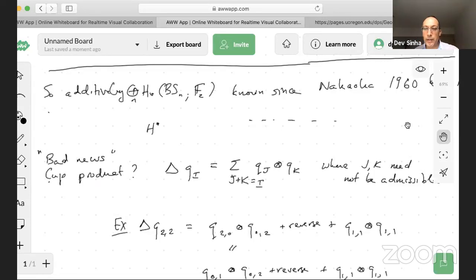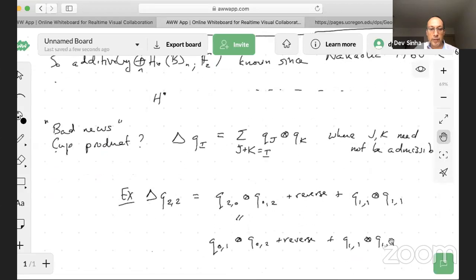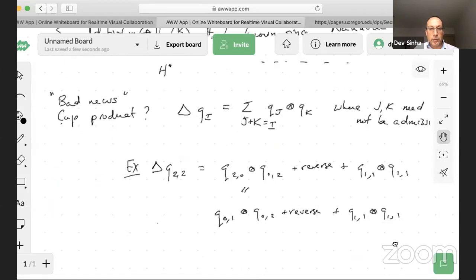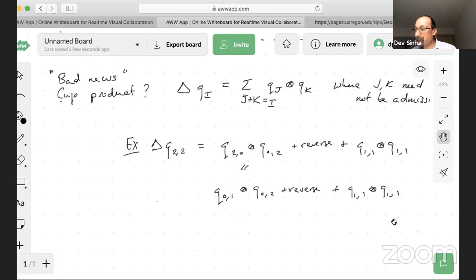So to figure out any cup products on the dual, you would constantly be applying Adem relations, and you're also working with coproducts, which are not so easy. So that's why people took a different approach using invariant theory, and I'm going to use that much more heavily in the next lecture to understand cohomology. But even there, it wasn't so easy.